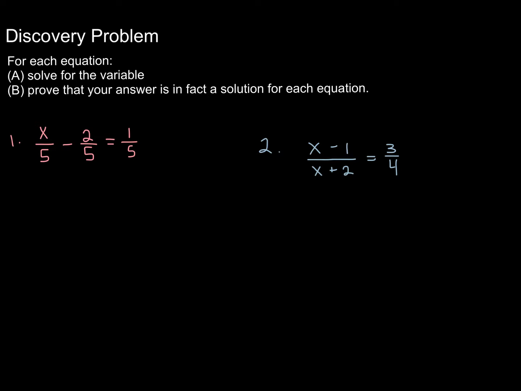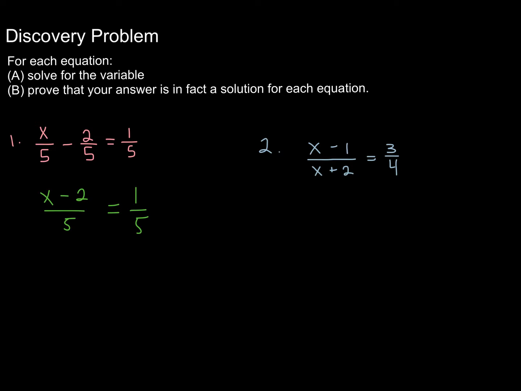Okay, so starting with number 1, you'll notice a couple of things. The first is that I have two rational expressions here. They have the same denominator, so I can subtract them without a whole lot of extra work. And I'll have x minus 2 over 5 equals 1 over 5.